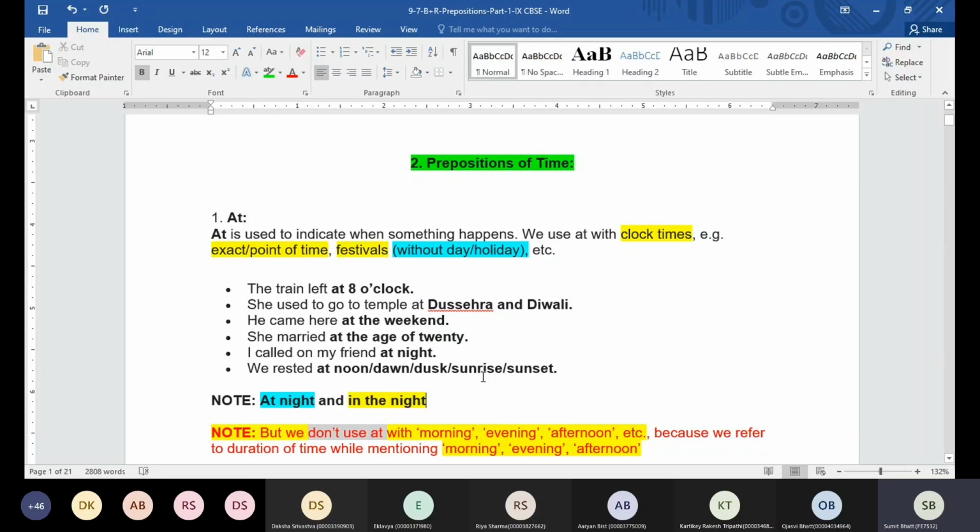I was asking you a question earlier: if you refer to the duration of time, which word are we going to use? If you have to choose between at or in, which one are we going to go for? Sir, in. In is going to be there. Very good. Whenever we have duration of time, we go for the word in. So that's the reason, guys, whenever we have the morning, the evening, the afternoon, which word are we going to go for? In, because we are referring to duration of time here.